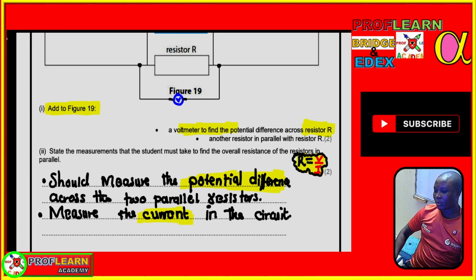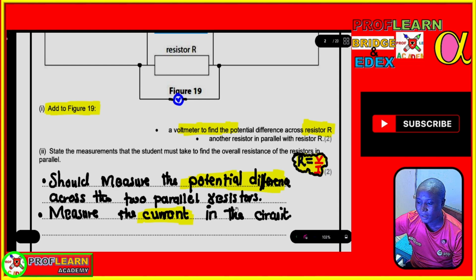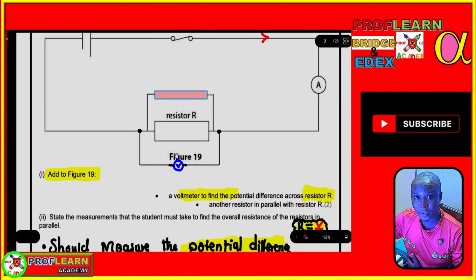And once the potential difference is measured, we also need the current so that we can use it in order to calculate the resistance. So the measurement that needs to be taken to determine the resistance of the component is the potential difference across the component and also the current in the circuit. And for you to measure potential difference, you are going to say that you measure using a voltmeter, and a voltmeter is always connected parallel to any component.